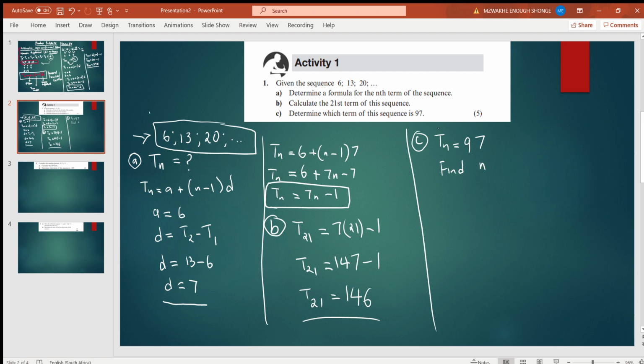n. And you're going to use the same formula. So you'll say 97 equals 7n minus 1. When you solve for n, it's going to be 98 equals 7n, divided by 7 on both sides. n equals, what is 98 divided by 7? It's 14. So the answer to this question is 14, and you'll get your 5 marks. Total 5 marks. This is correct, this is correct, and that is correct.